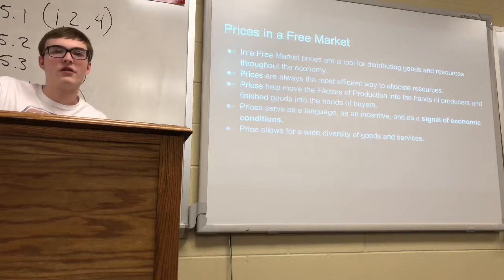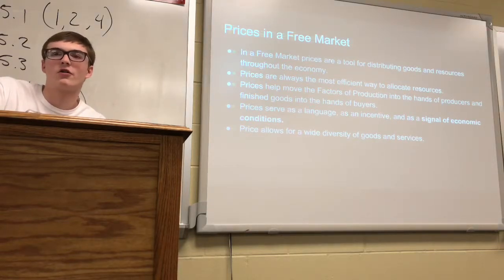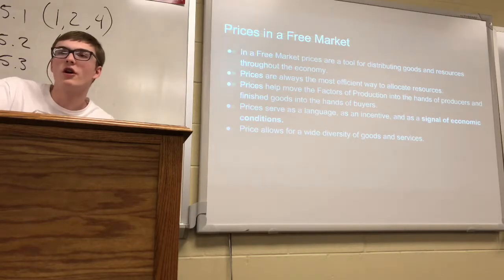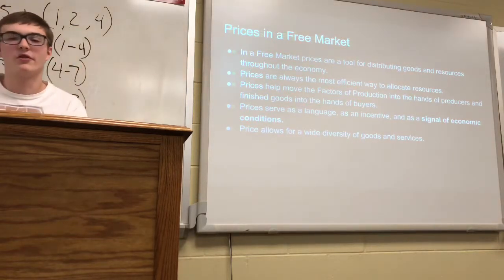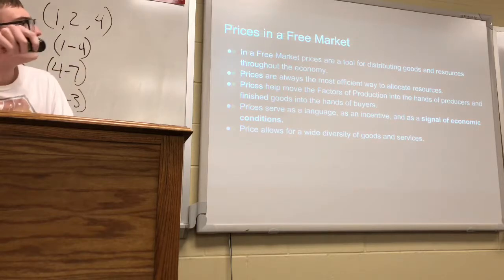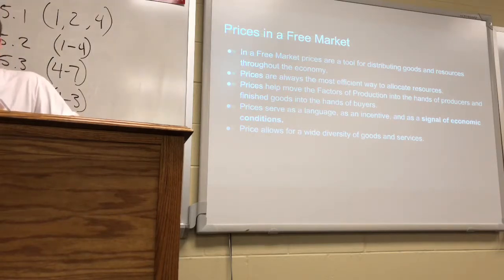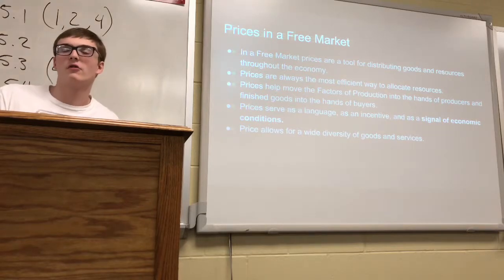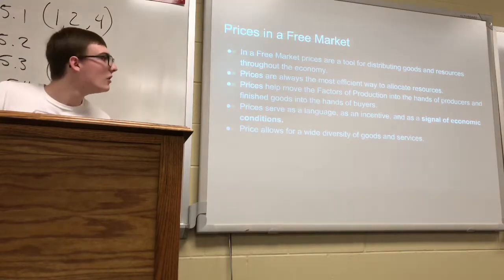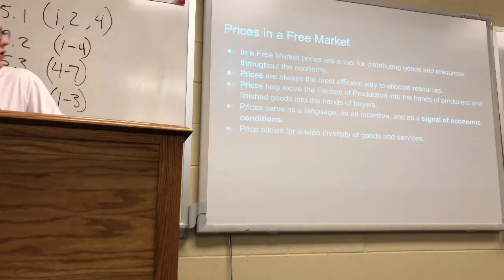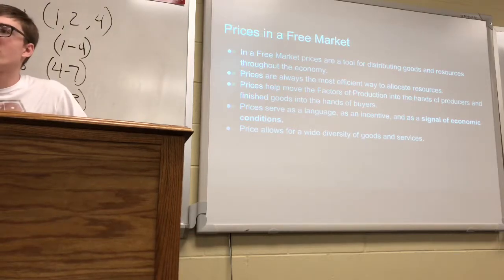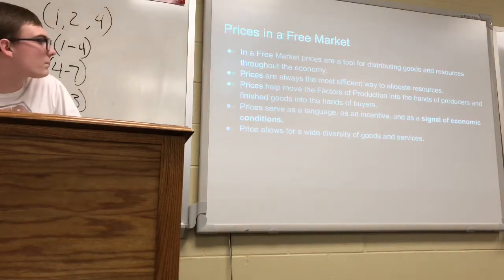Everyone knows what the price is for a candy bar. It's like $1 or something around there. So we all know what we need to go buy a candy bar. So that's a tool for distributing goods and resources throughout the economy. Prices are the most efficient way to allocate resources. Prices help move the factors of production, your land, labor, and the two capitals, into the hands of the producers and the finished goods into the hands of the buyers.